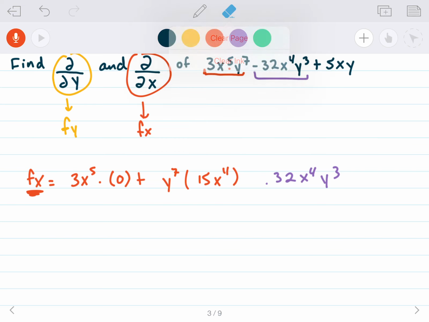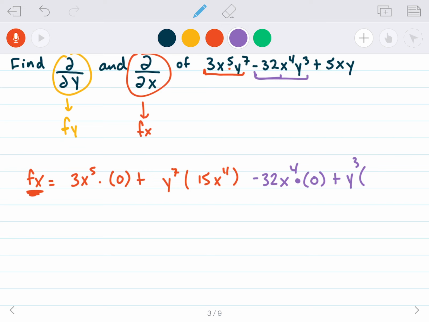Okay, well actually, let's just get into it. So first of all, keep the first, negative 32x to the 4th, times the derivative of the second. What's the derivative of y to the 3rd? Well, it's 0, right? Anything with a y we're considering to be constant, so the derivative is 0. Plus, now you keep the second, y to the 3rd, times the derivative of the first.